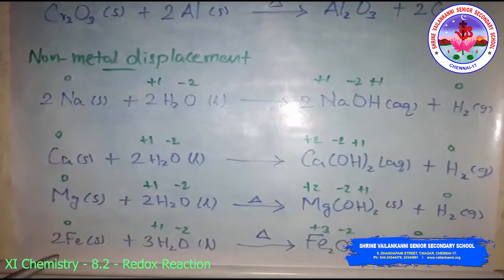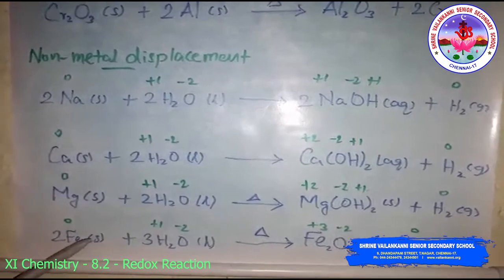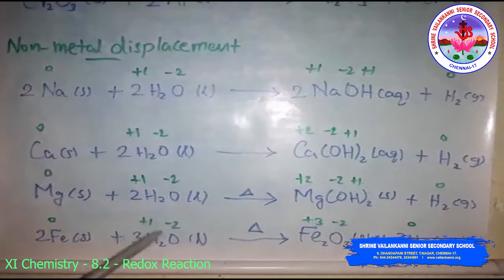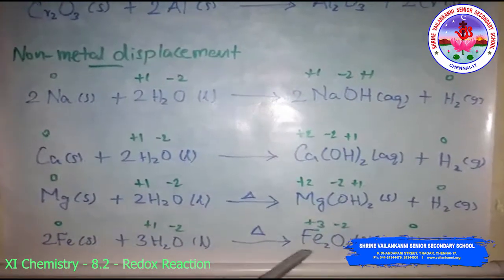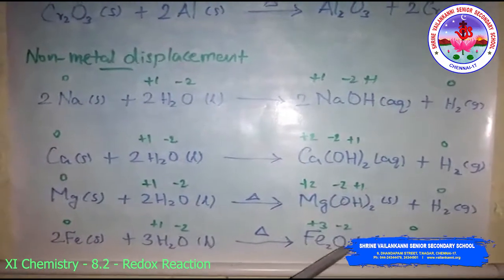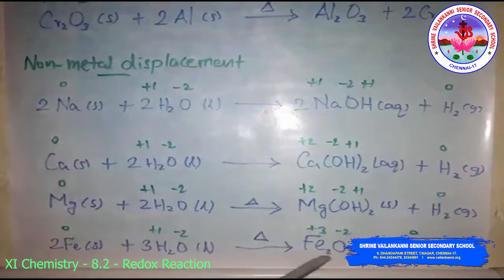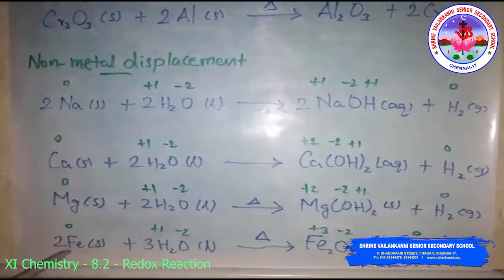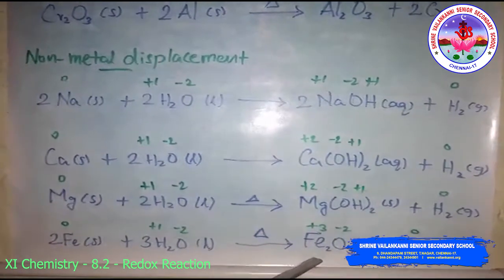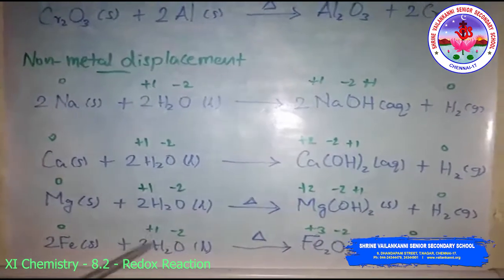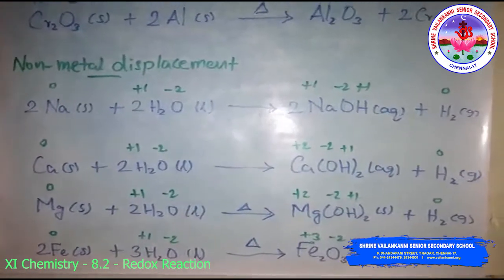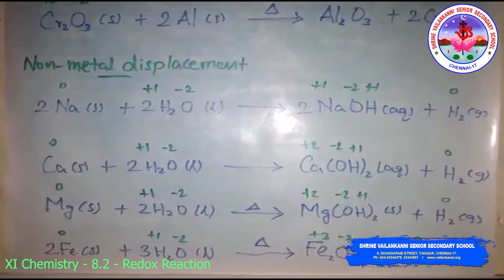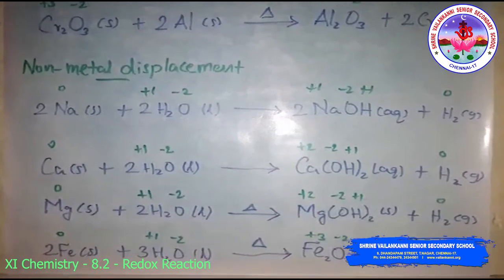Okay. Then iron: iron has a 0 oxidation state, hydrogen has a +1 oxidation state, and with steam they produce hydrogen gas and iron(III) oxide. So iron goes from 0 to the +3 state. Iron is oxidized to the +3 state, and hydrogen is reduced from water. Okay. So this is the non-metal displacement reaction.